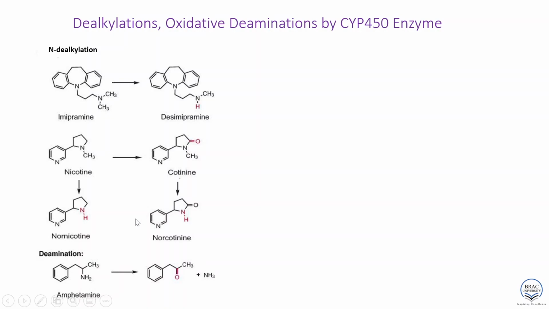And the other example is deamination. That means this amine group will be removed, like in amphetamine. If you can see, this NH2 group is removed to form NH3. As a result of oxidation at this position, this carbon is oxidized, you can see. And this amino group is reduced in order to form ammonia. So this amino group is removed, so this reaction is deamination.